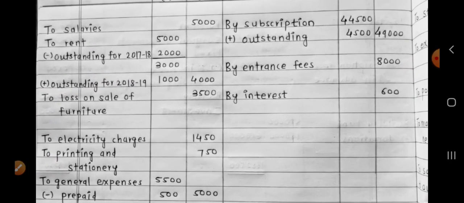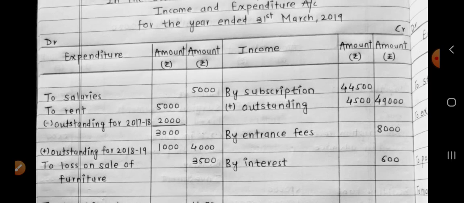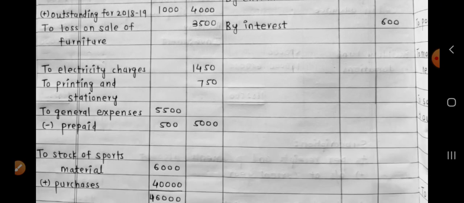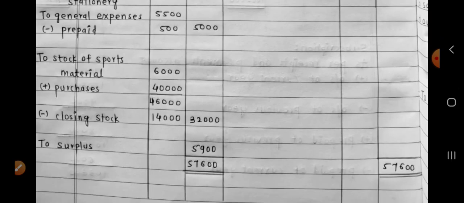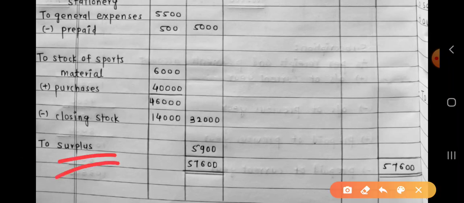By that way, when we compare the two sides of this account, we come to know that income is greater than expenditure by rupees 5,900. And this excess of income over expenditure is called surplus. We are happy here. And this surplus will be added, if balance sheet is prepared, to the capital fund.